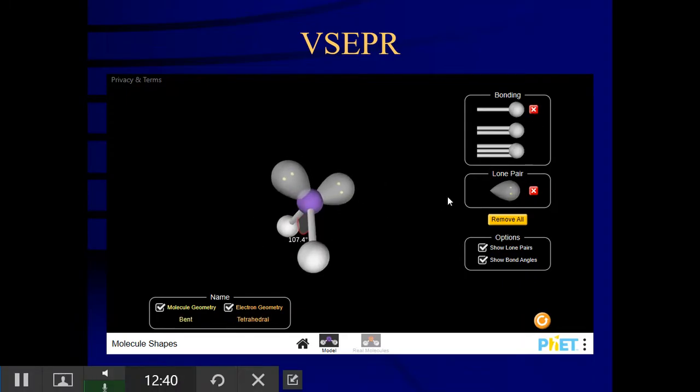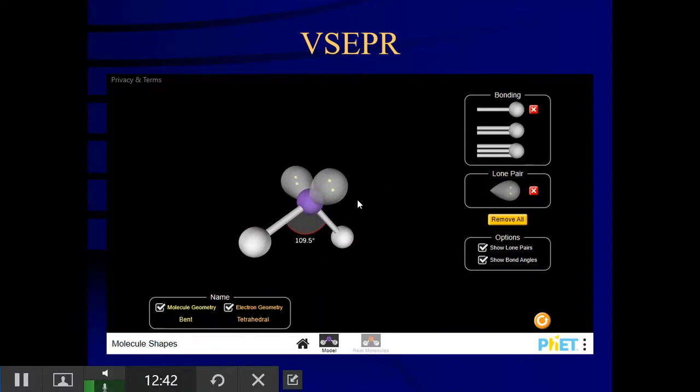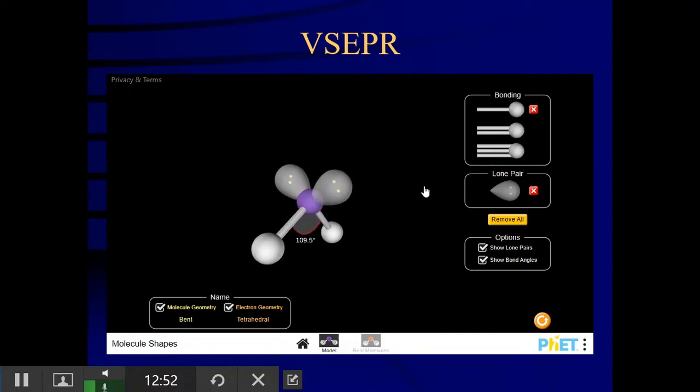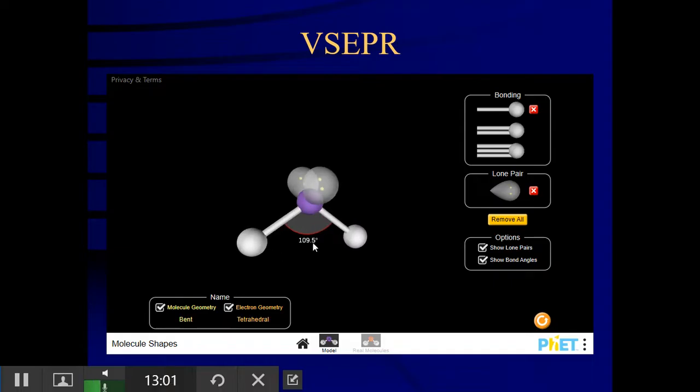Next one. The example we did for this was H2S. You could also do H2O as this example. 4 electron domains, but only 2 of them have shared pairs. The other 2 have lone pairs. This is bent. And again, the angle should be less than 109.5. You don't have to give an exact number.